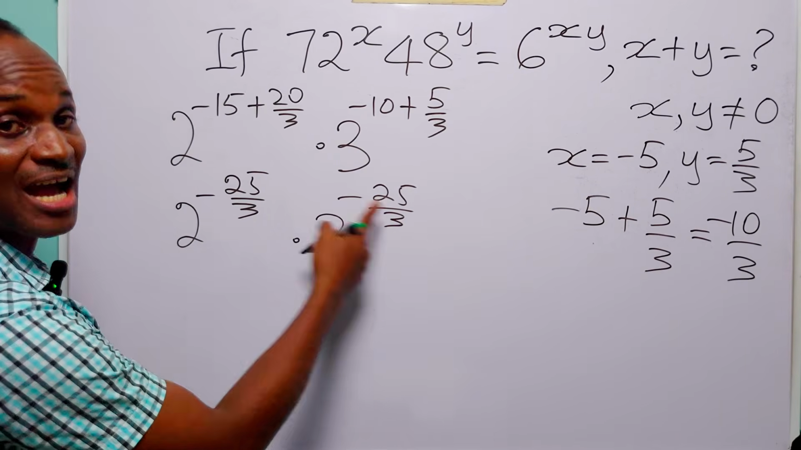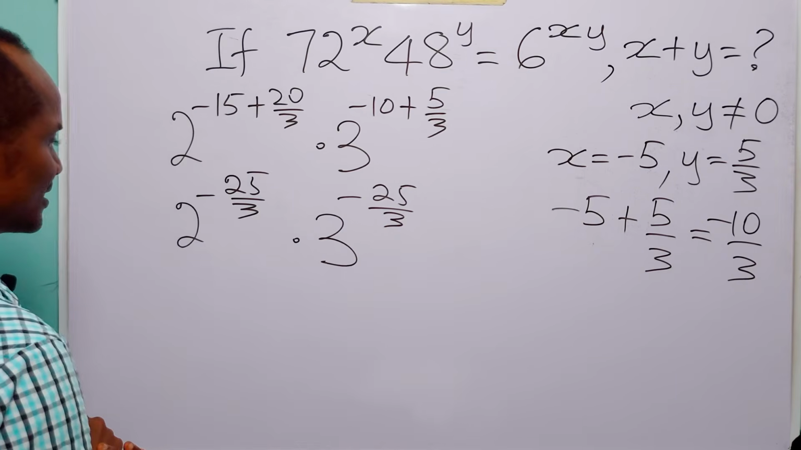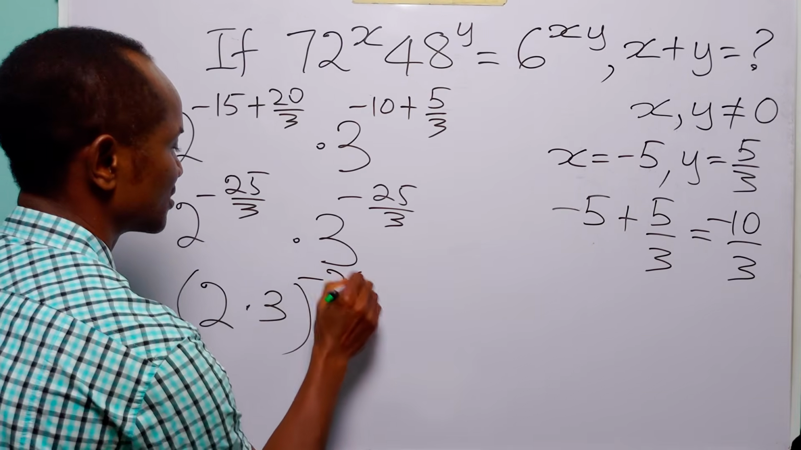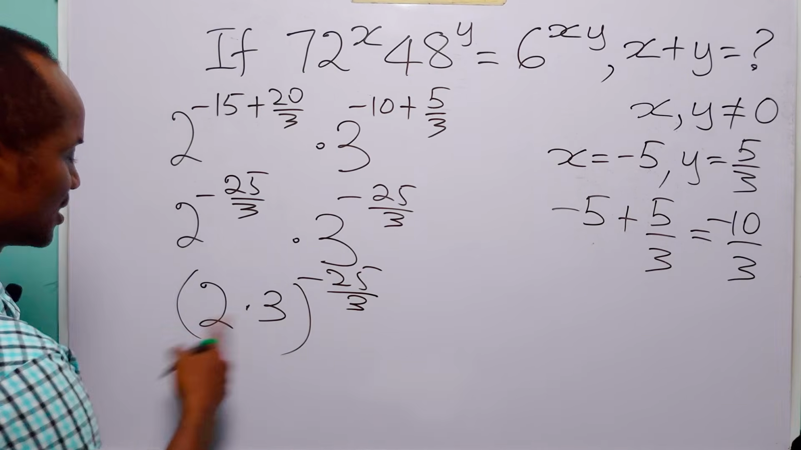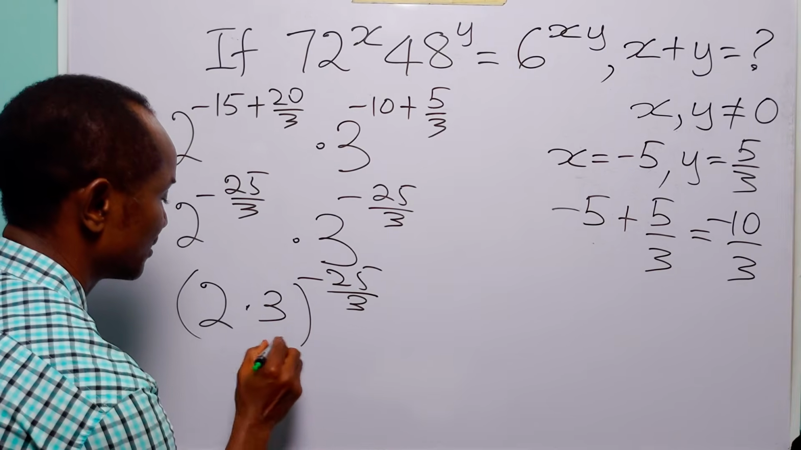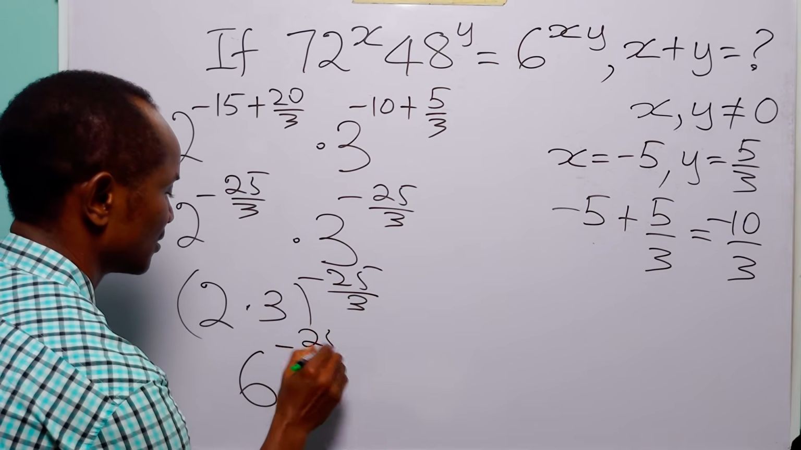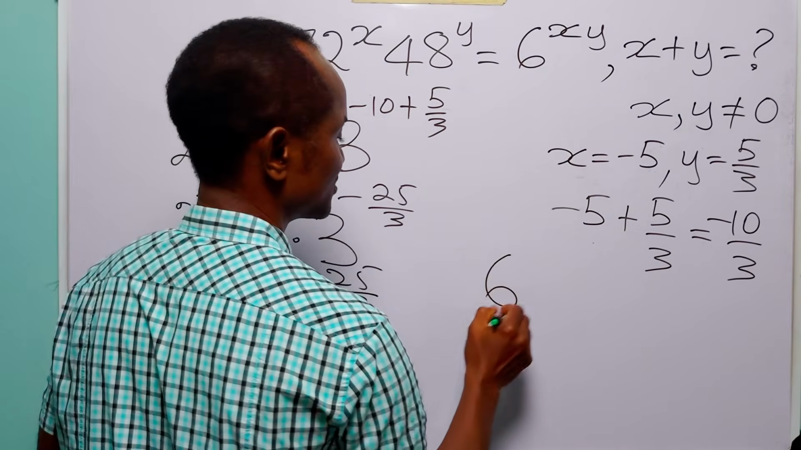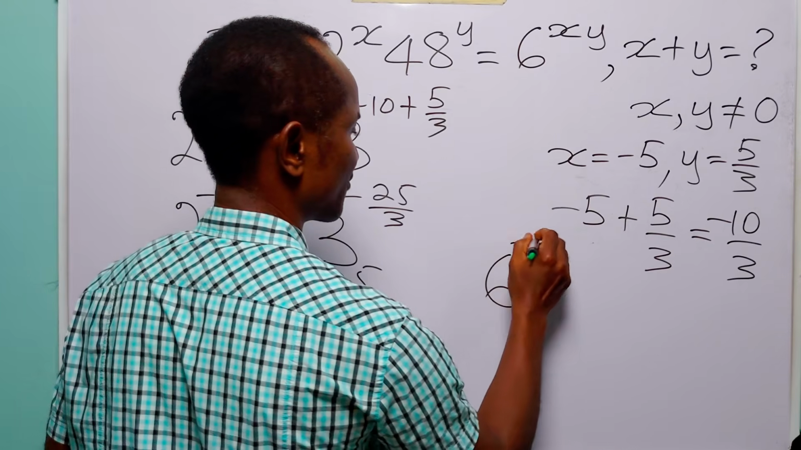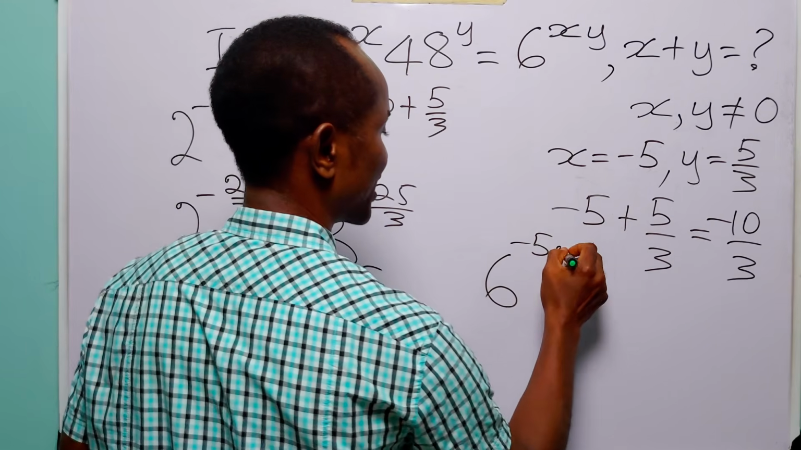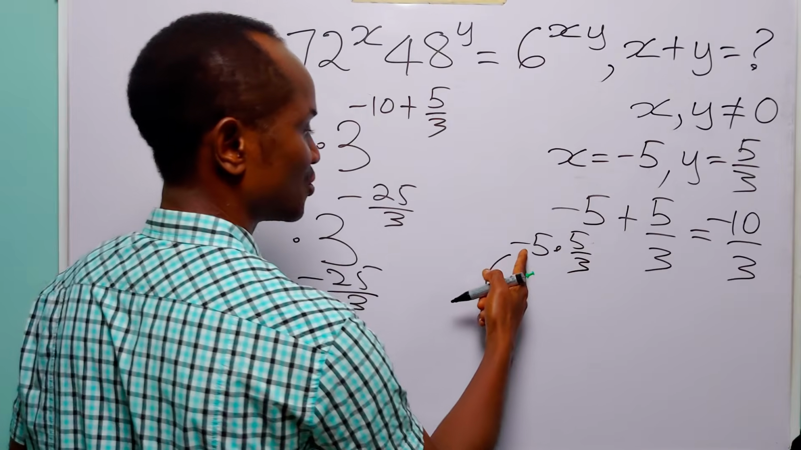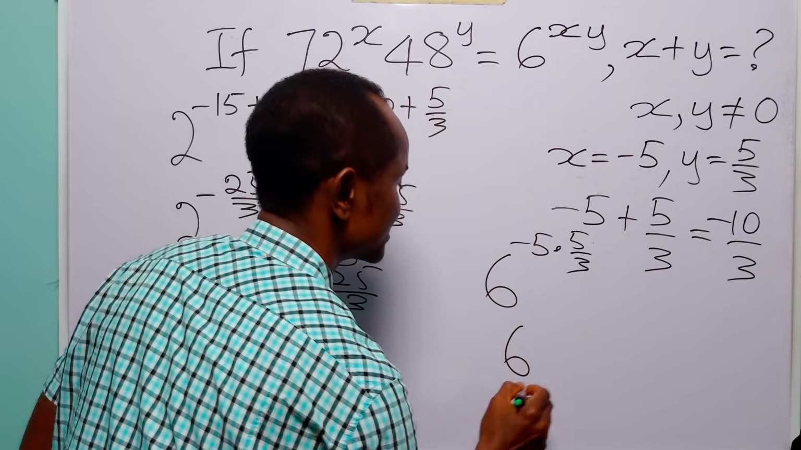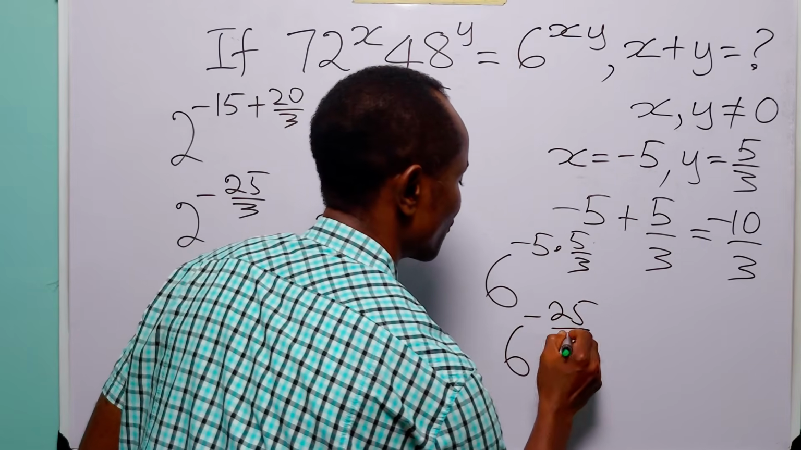Now, since these two numbers have the same exponents, we can multiply the two of them. So we have 2 times 3 to power minus 25 over 3. So we have 6 to power minus 25 over 3. Now, on the right hand side, we have 6 to power x is minus 5, and y is 5 over 3. And of course, you know that minus 5 times 5 is minus 25. So on the right hand side, we have 6 to power minus 25 over 3.